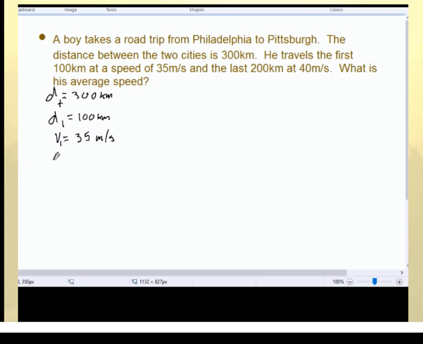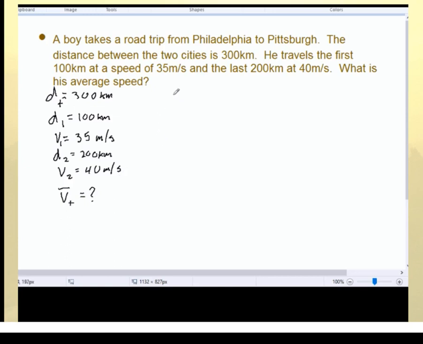Let's see, d2 was 200 kilometers, and v2 is 40 meters per second. And they want to know what the speed was, the average speed. So I'll just put it like that. That means the average velocity total equals question mark. And I'm going to leave that there so my instructor knows that's what I'm trying to solve for. That's what I'm trying to find.